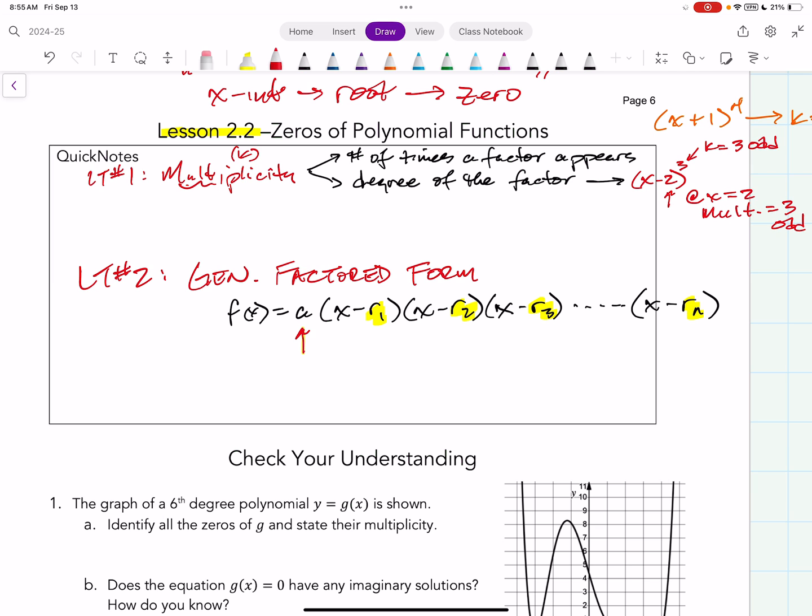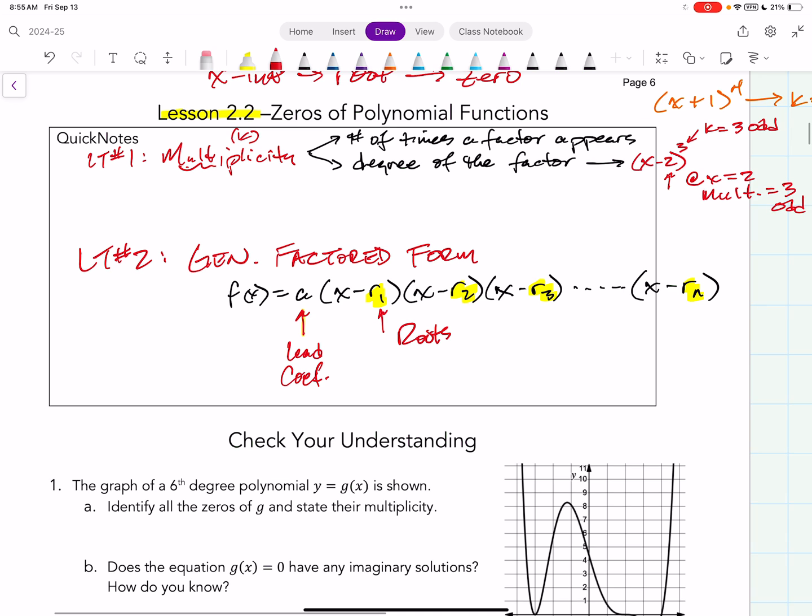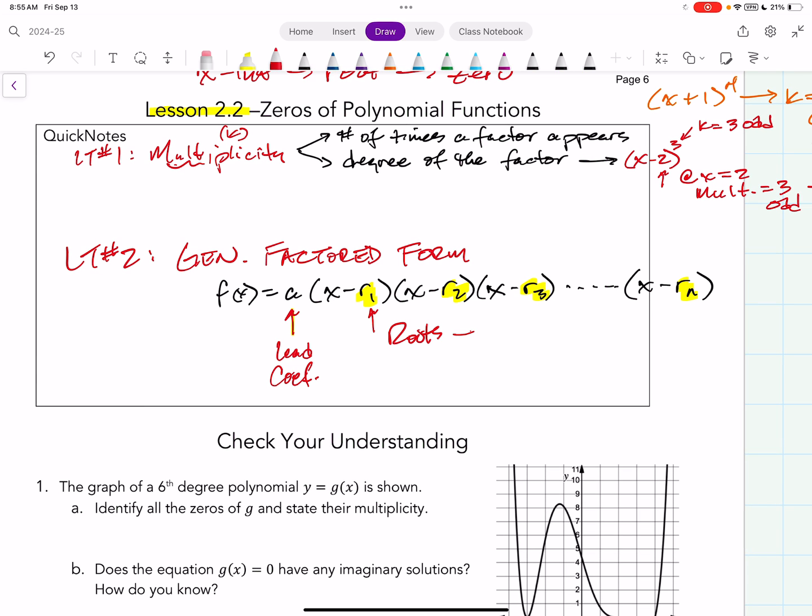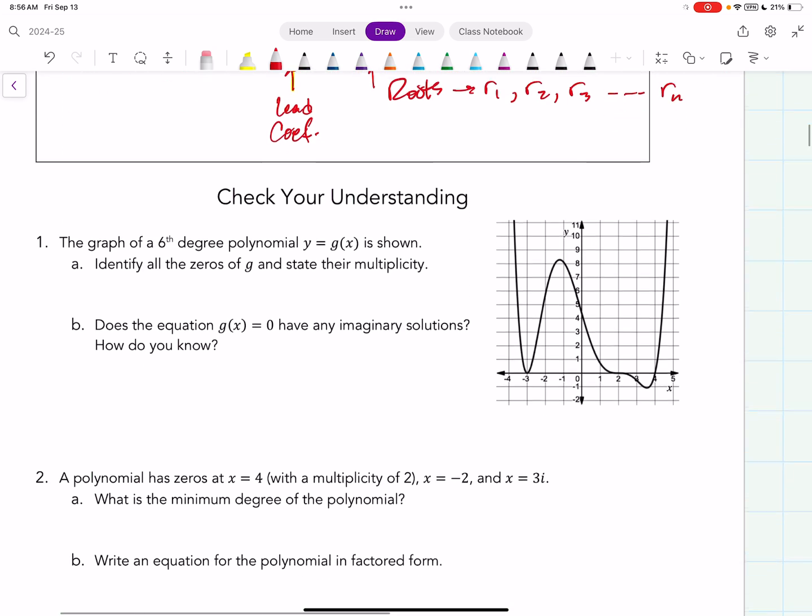So let's make a little note of that. So this is called a lead coefficient, and your roots here, which are the zeros of the function here, are r1, r2, r3, as many as there are, r sub n, if it's nth degree. And there we go. And then when you want to find your zeros, you just set x minus r1 equal to 0 and find your roots, or your zeros of the function. All right, so let's apply it a little bit here.